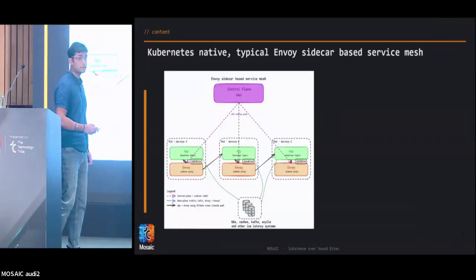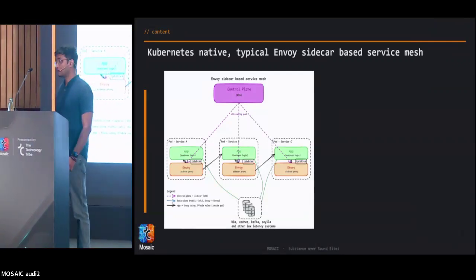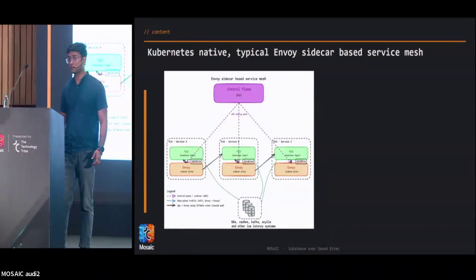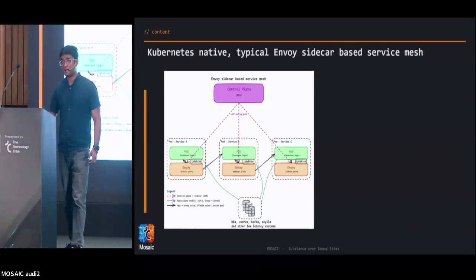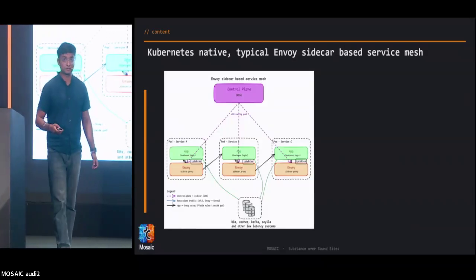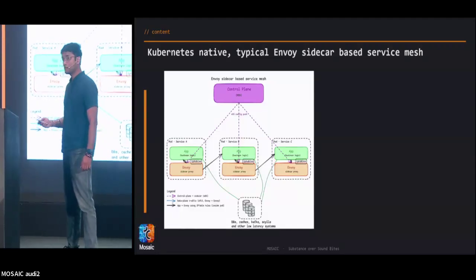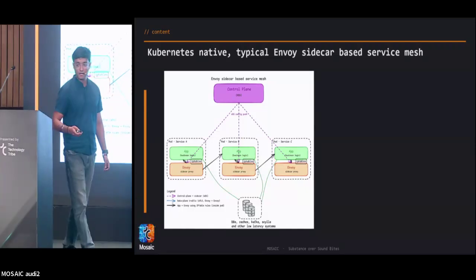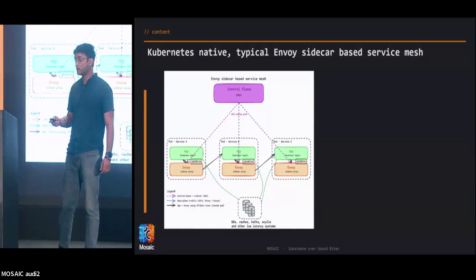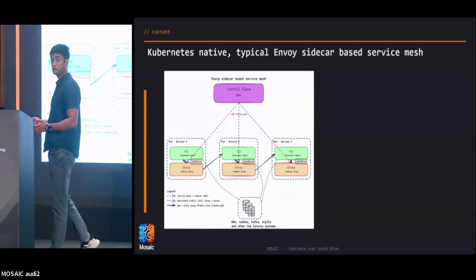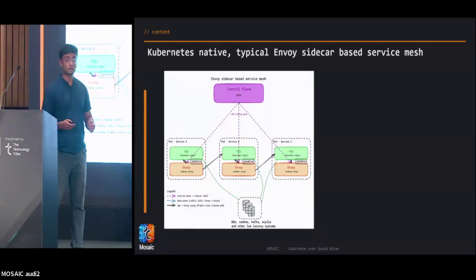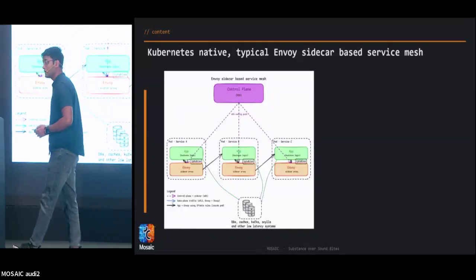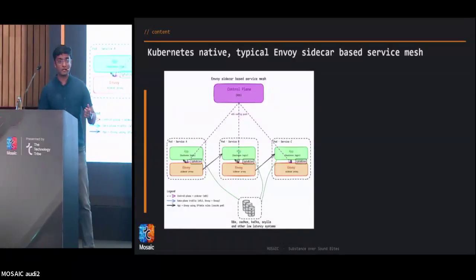So a typical Kubernetes-native Envoy sidecar-based service mesh works something like this: you have a bunch of pods in your Kubernetes environment, and each has an application container that runs the business logic. Along with each of those containers, you have an Envoy sidecar, which runs as a proxy, and there's a control plane. The job of that control plane is to configure those Envoy sidecars with endpoints and routing configurations, and there's a thin layer.